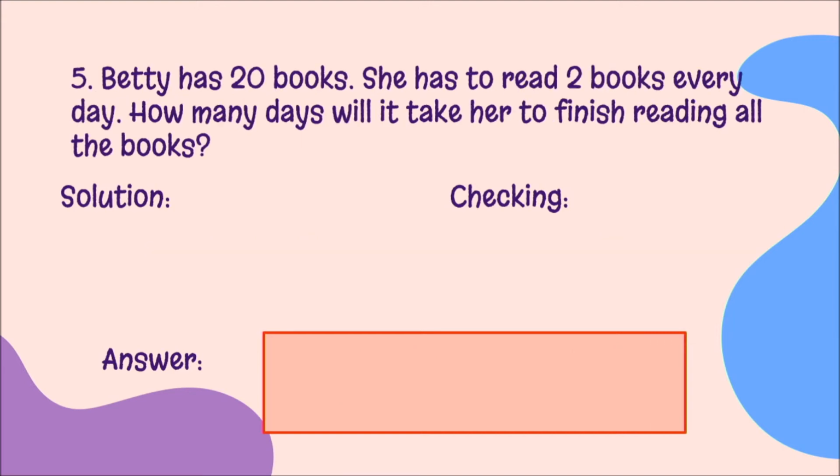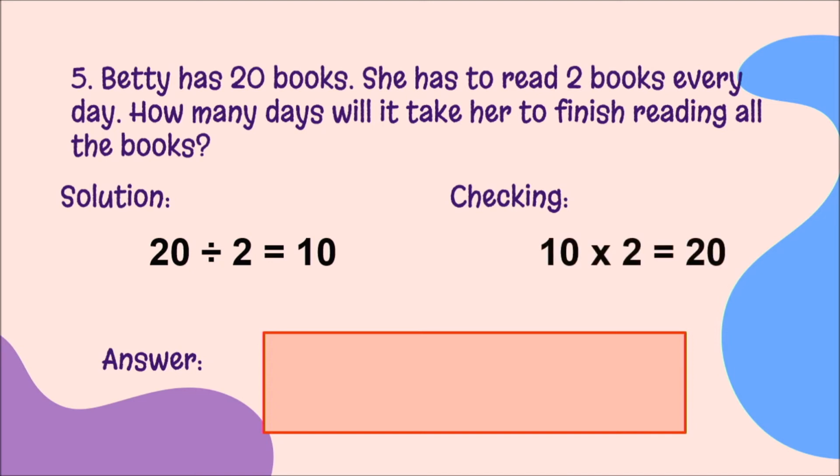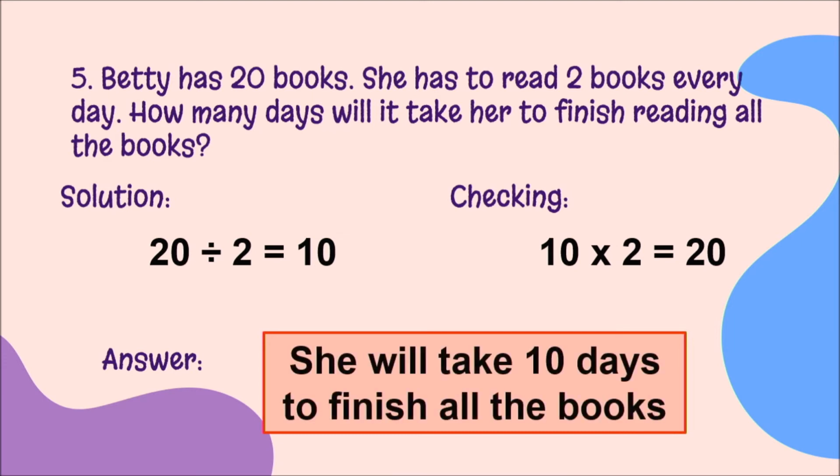Number 5, Betty has 20 books. She has to read 2 books every day. How many days will it take her to finish reading all the books? Again, this is in division. So 20 divided by 2 is equals to 10. And checking it, we have to multiply the divisor and our quotient. 2 times 10 is equals to 20. So our answer is correct. She will take 10 days to finish all the books.